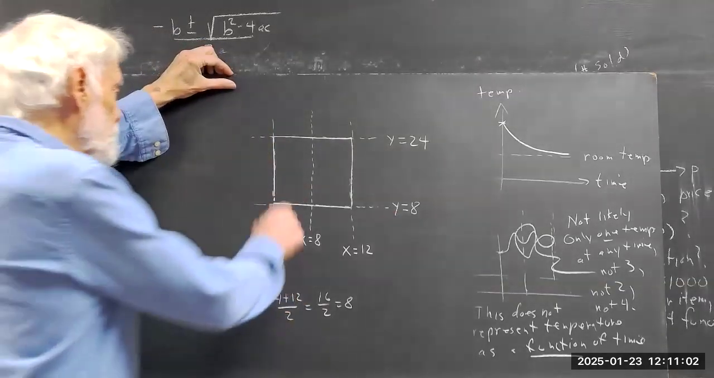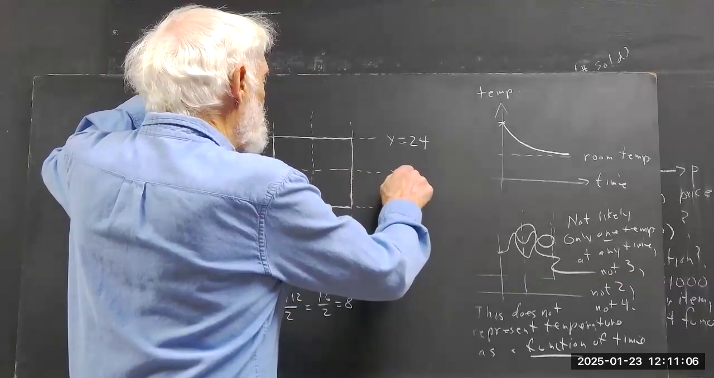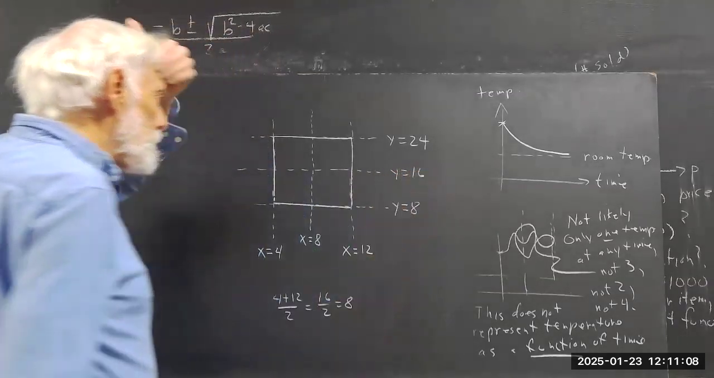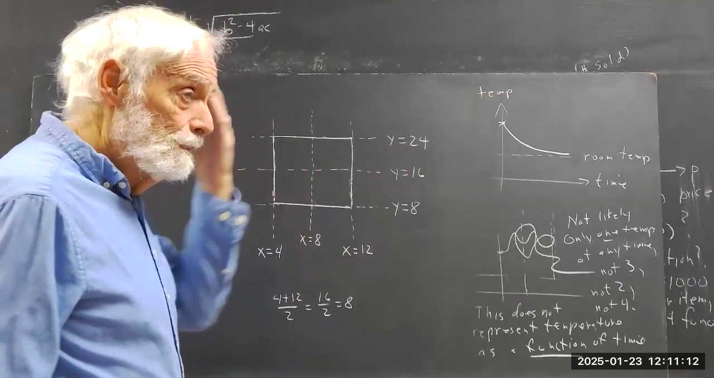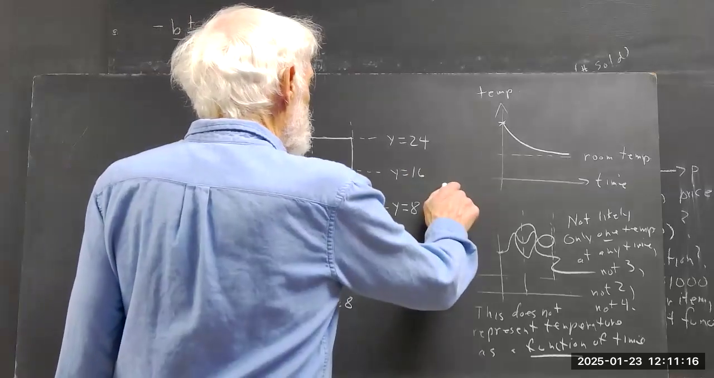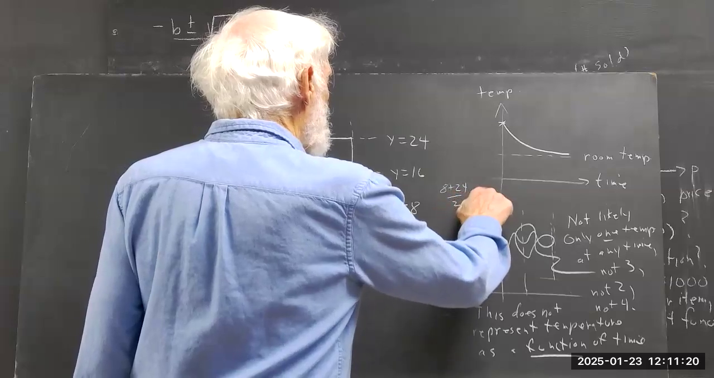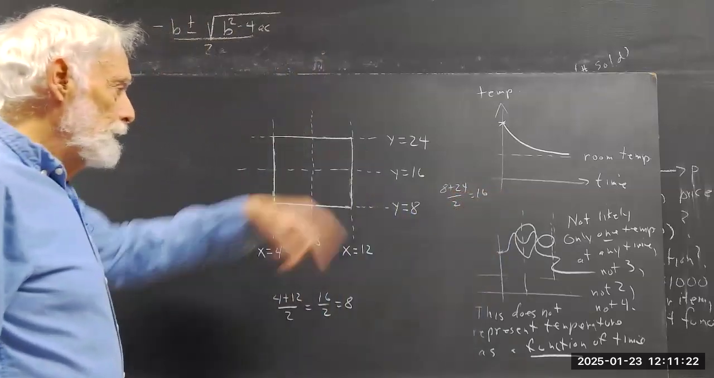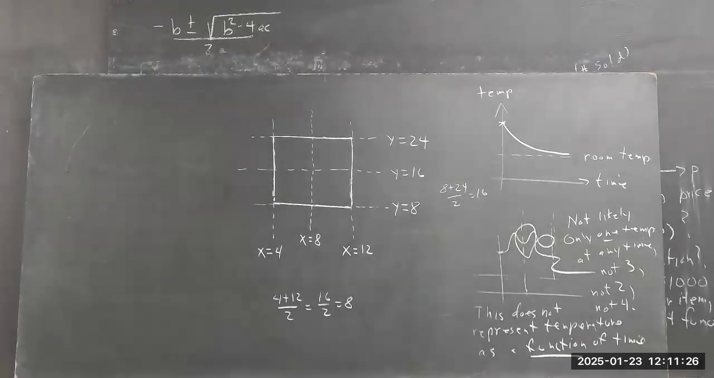Now, I didn't even ask, but that would be the middle line here, either by some sort of common sense or by averaging. We find that that's 16. Okay. Now we continue the process.